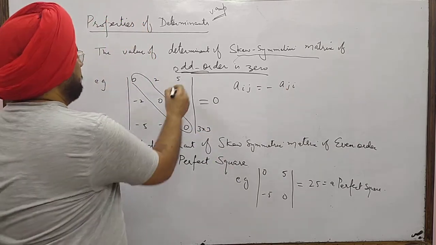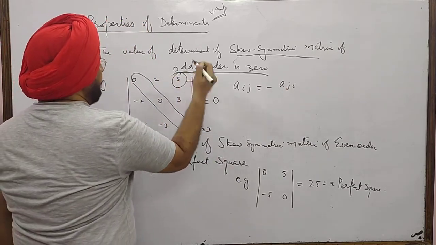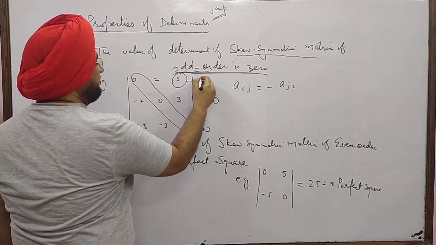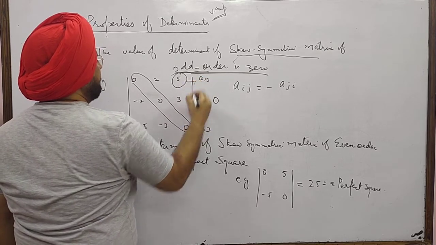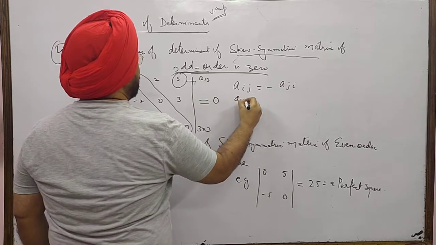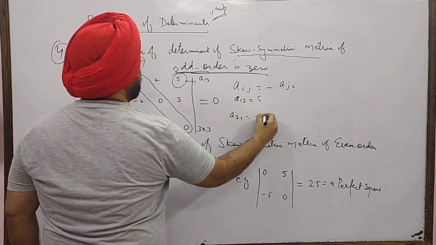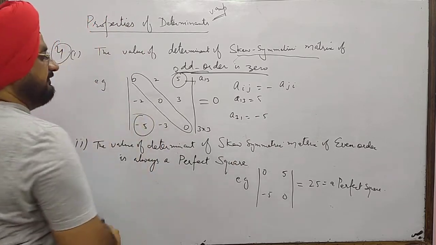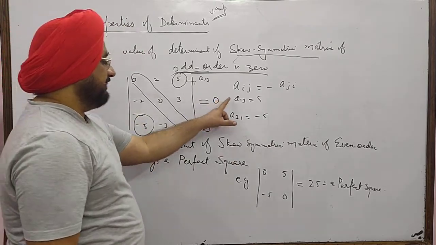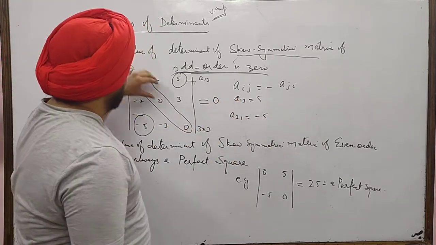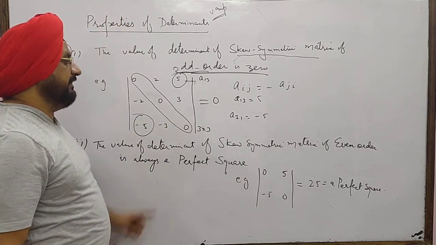You can check here. As explained in the previous chapter, this element is A13. So A13 in this particular case is 5. Now let us check what is A31. This should be minus 5. This is your A31. So by this way we can check this is a determinant of a skew symmetric matrix.